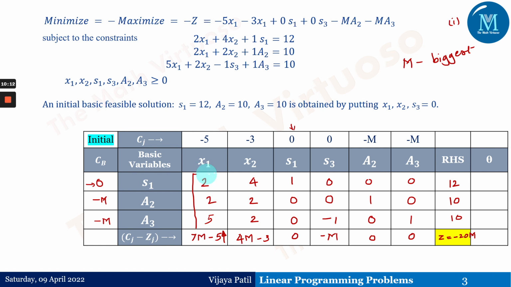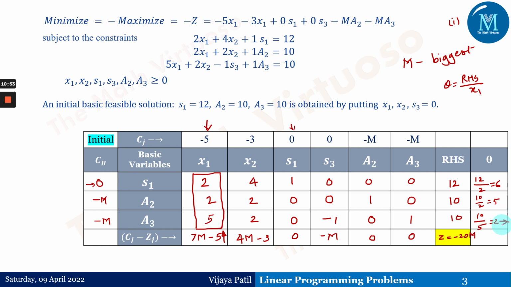That's the reason we have got this as the pivot column, and based on this pivot column we have to calculate theta. Theta, or the ratio, is nothing but RHS upon the corresponding elements of the pivot column, that is x1 here. So 12 by 2 is 6, then 10 by 2 is 5, then 10 by 5 is 2. So we have to look at the least, the smallest number.